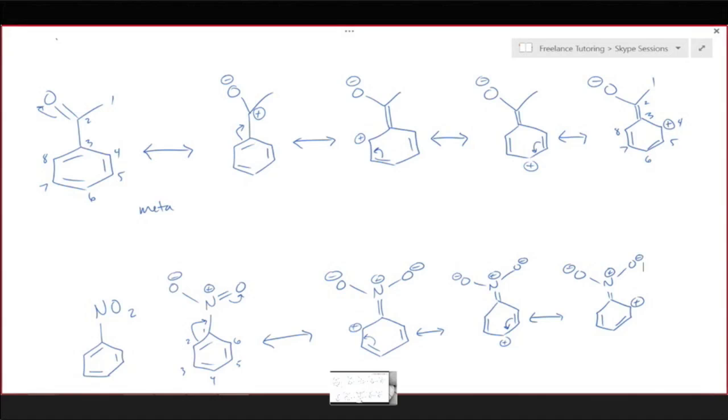There's a full positive charge on that nitrogen. Of course, there are also some negative formal charges on the oxygens, but they're further away from the benzene, so it turns out they're much less important. What turns out to be most important is the positive charge right next to the benzene, plus the resonance. So nitro groups are particularly important as very strong electron withdrawers.